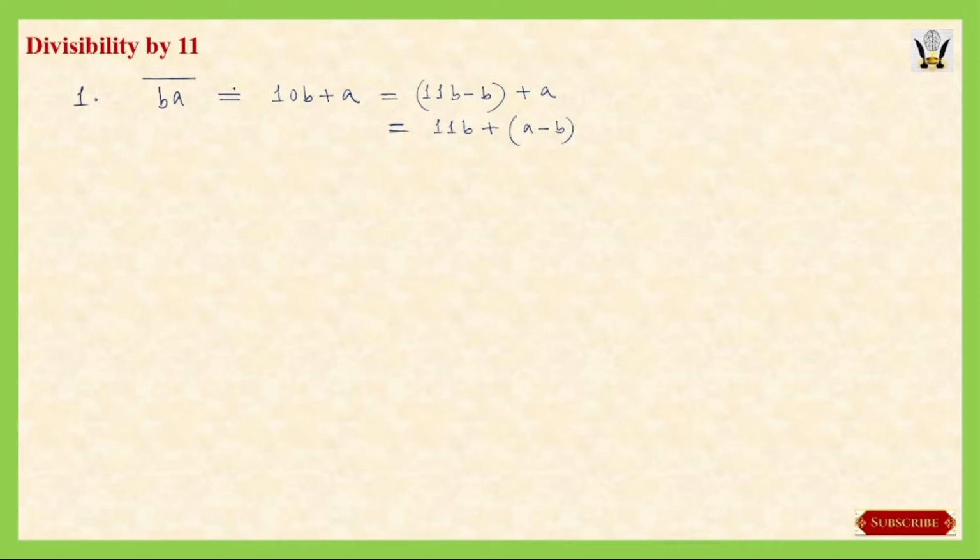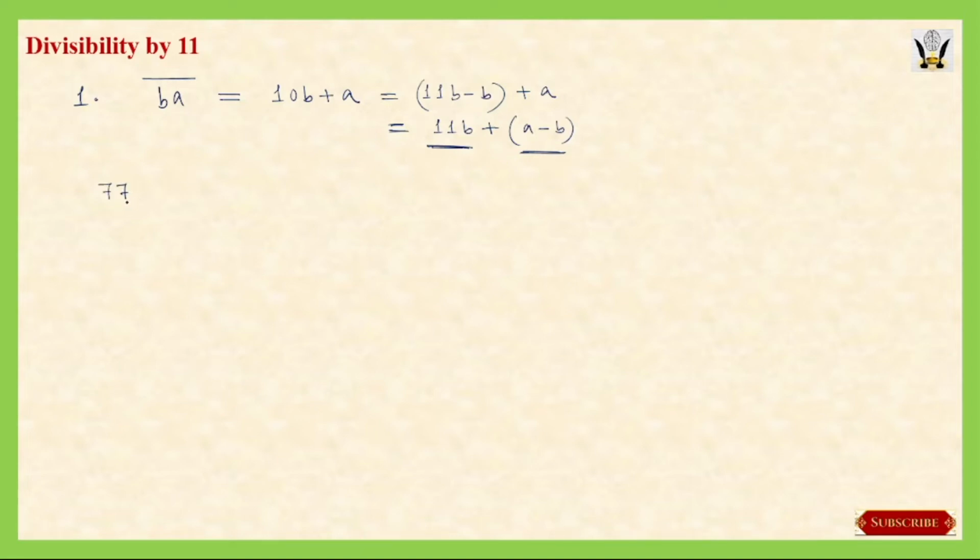Now for 11B, we are checking the divisibility by 11, and in the first part we have two factors, 11 and B. Since we already have one factor 11, this value is already a multiple of 11. So when we divide by 11, the remainder will always be 0 and the quotient will be B. So we have no issue with this part. The only part we have to focus on is A minus B. If the difference of A and B is divisible by 11, then the whole number will be divisible by 11. So that is the condition of divisibility by 11 in case of a 2-digit number.